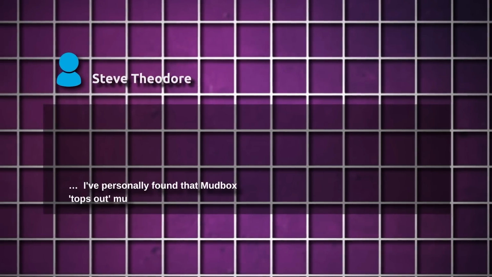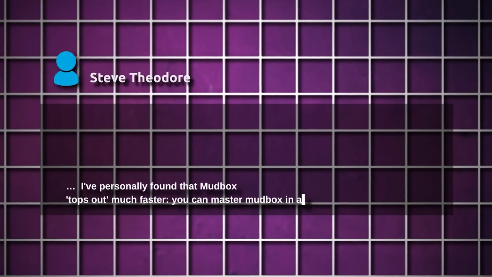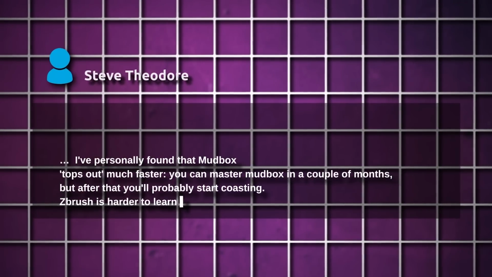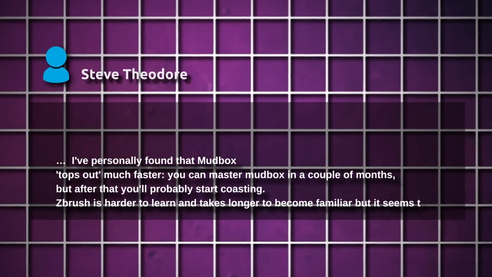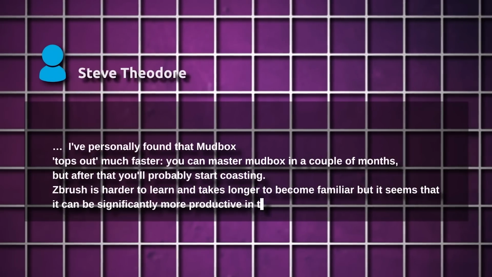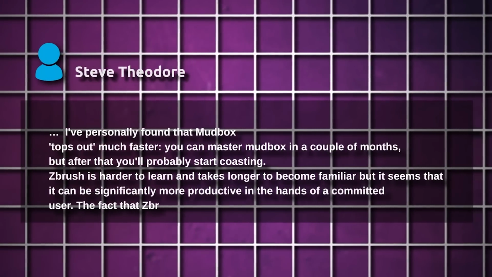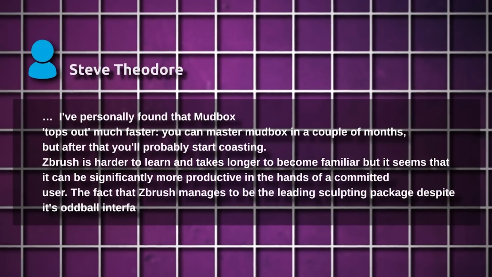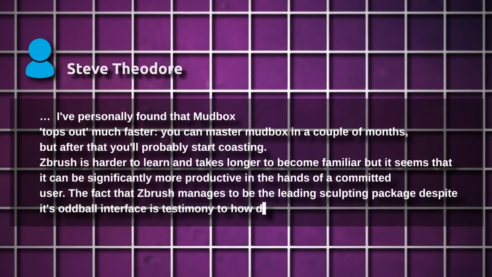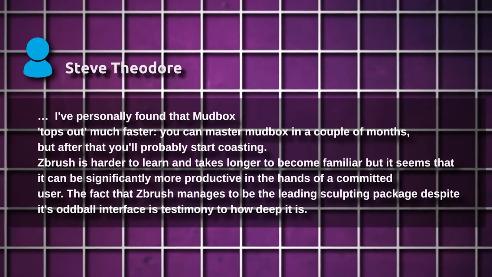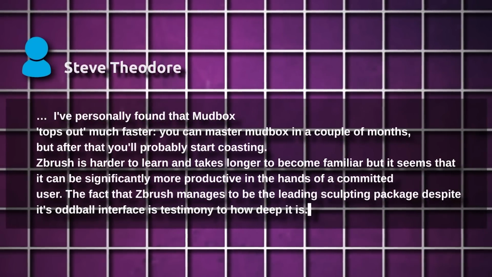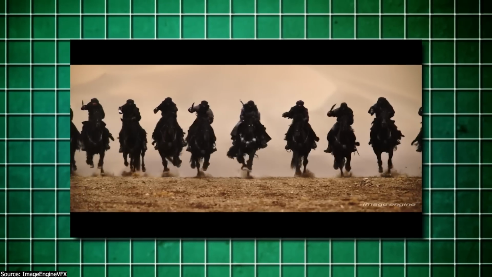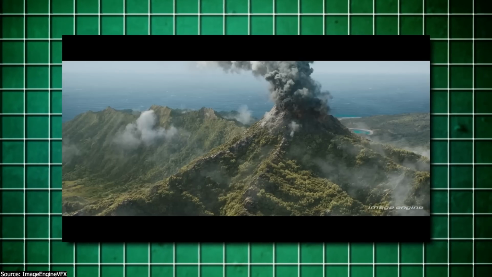As a user on Quora puts it, "I have personally found that Mudbox tops out much faster. You can master Mudbox in a couple of months, but after that, you will probably start coasting. ZBrush is harder to learn and takes longer to become familiar, but it seems that it can be significantly more productive in the hands of a committed user. The fact that ZBrush manages to be a leading sculpting package despite its oddball interface is testimony to how deep it is."